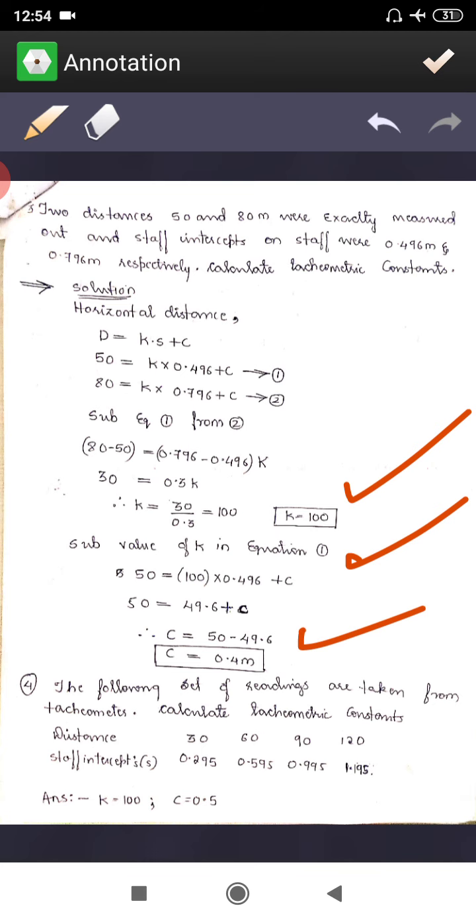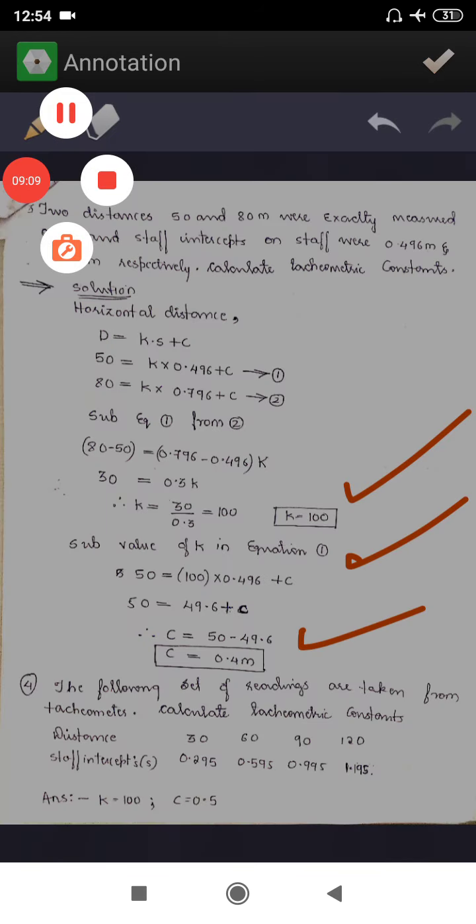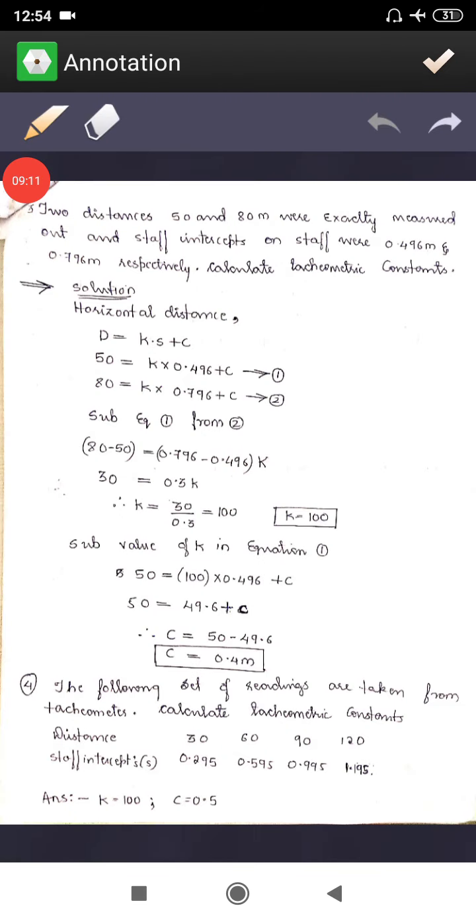Now we're going to see one more problem here. Now I'll be reading the fourth problem, that is, the following set of readings are taken from a tachometer. Calculate the tachometric constants. Distance is given, D is equal to 30, 60, 90 and 120, and staff intercept 0.295, means directly S value is given, 0.595, 0.995 and 1.195.